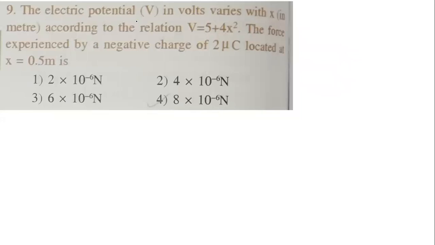An electric potential in volts varies with x according to the relation given here. The force experienced by a negative charge of 2 microcoulomb, minus 2 microcoulomb, located at a distance of 0.5 meter. Now they have given a voltage: V is equal to 5 plus 4 times x square.